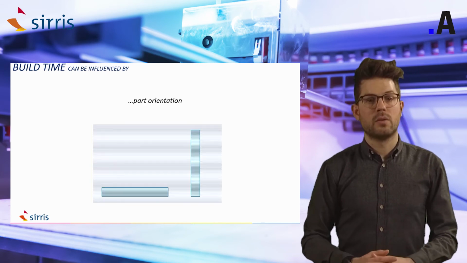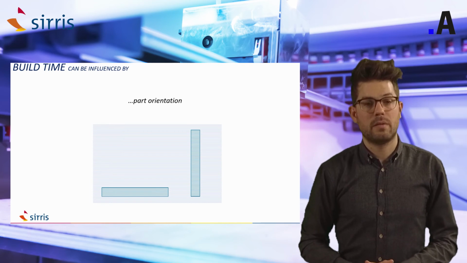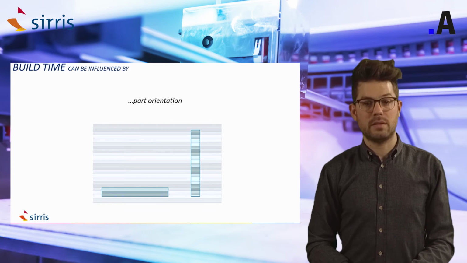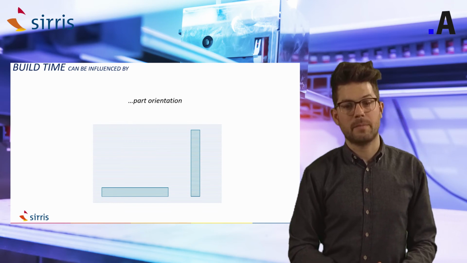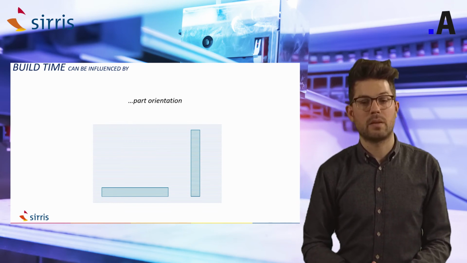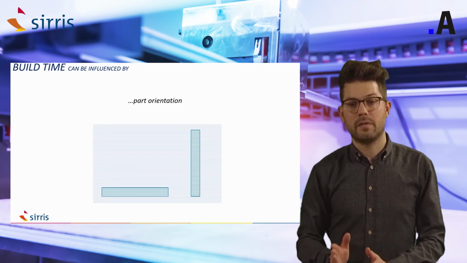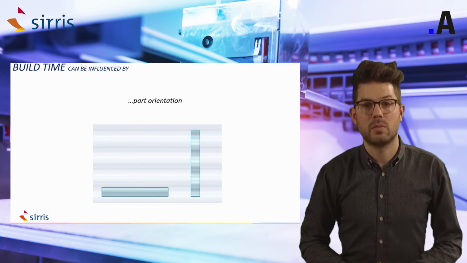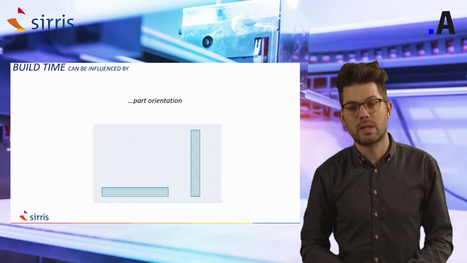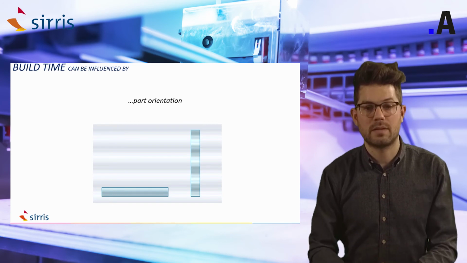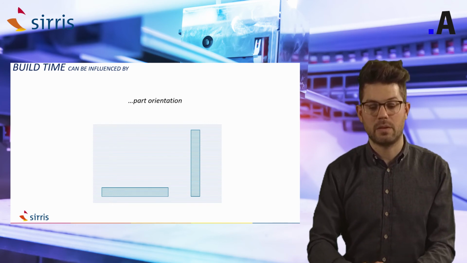Now we can also influence the build time by changing the orientation of the part. If we would print the same part flat or vertical, the vertical part will take much more time with most technologies, because we will have to print many more layers than in the other direction.